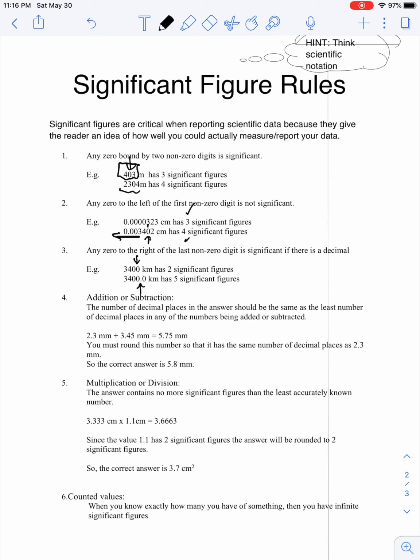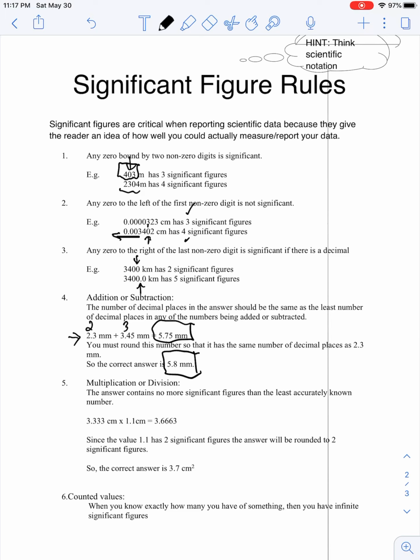Okay. Addition or subtraction: the number of decimal places in the answer should be the same as the least number of decimal places in any of the numbers being added or subtracted. So this number has 2 decimal places, this one has 3. When you add those, you get this number, but you have to round it because this number only has 2 significant digits. So we always have to go with the minimum number of significant digits being added or subtracted. Because it's 0.75, anything 5 or greater means round up. So the proper answer is 5.8.